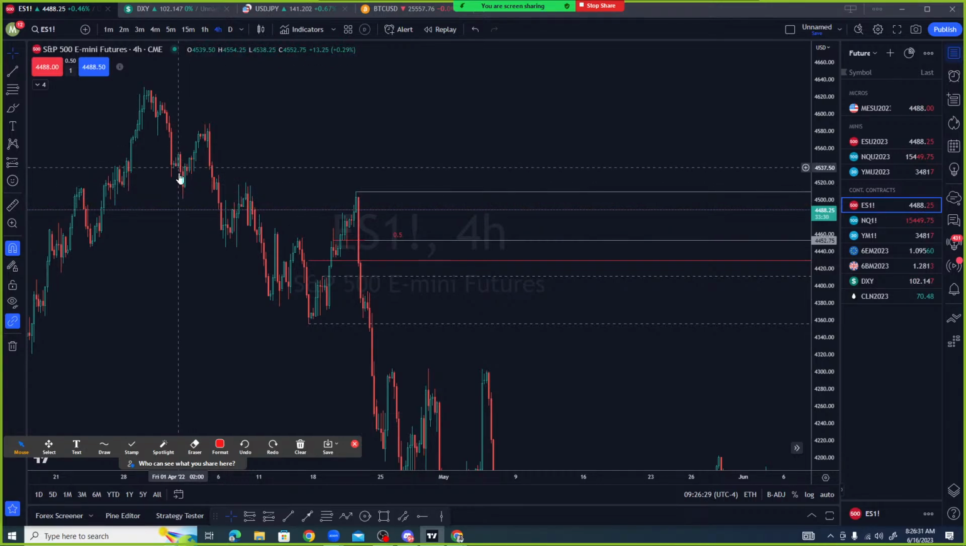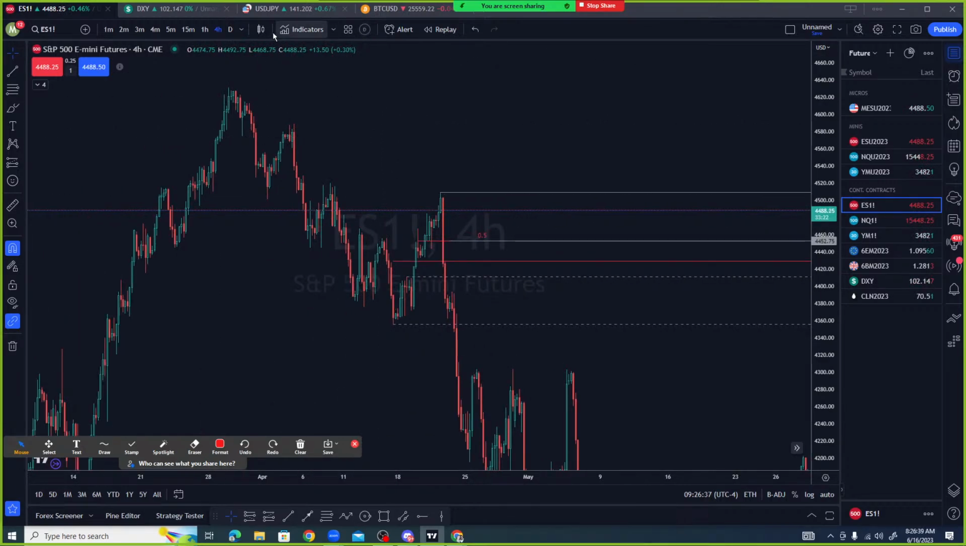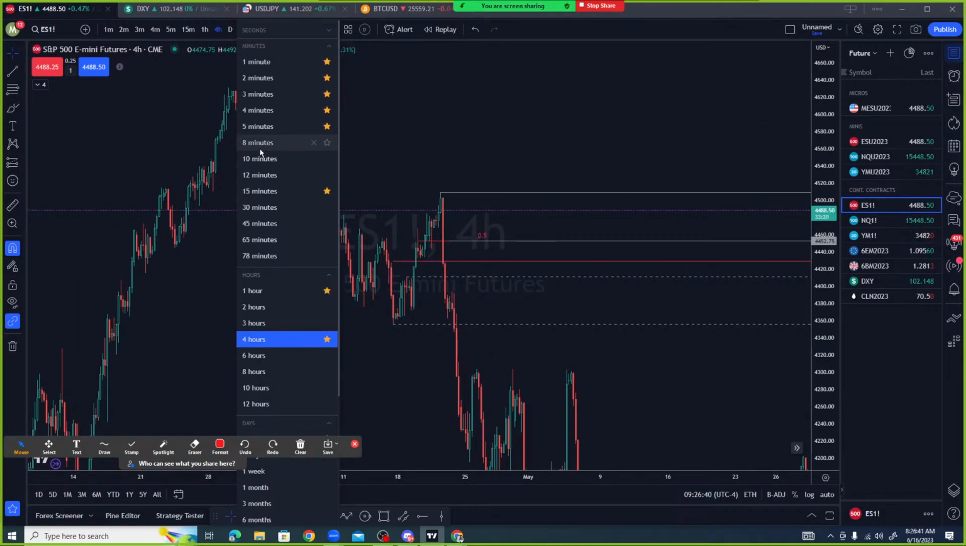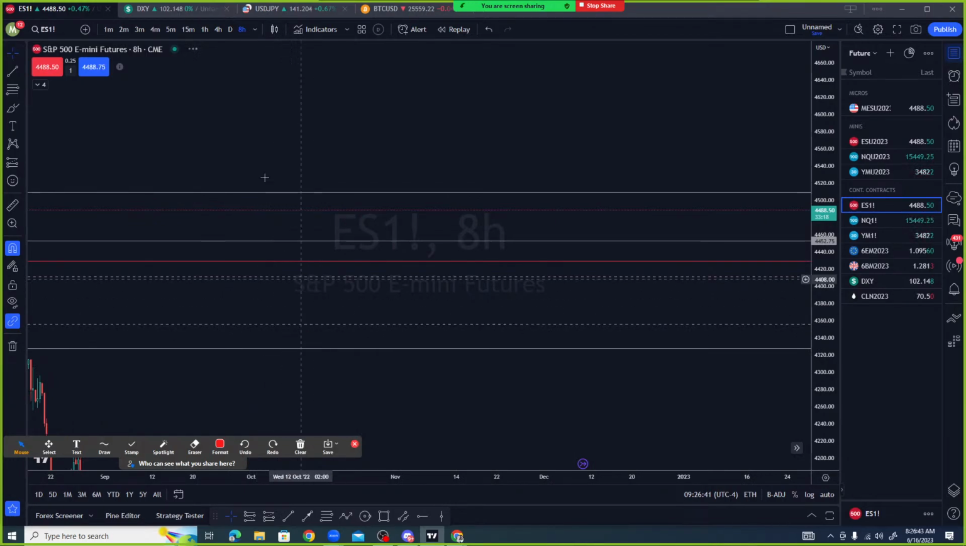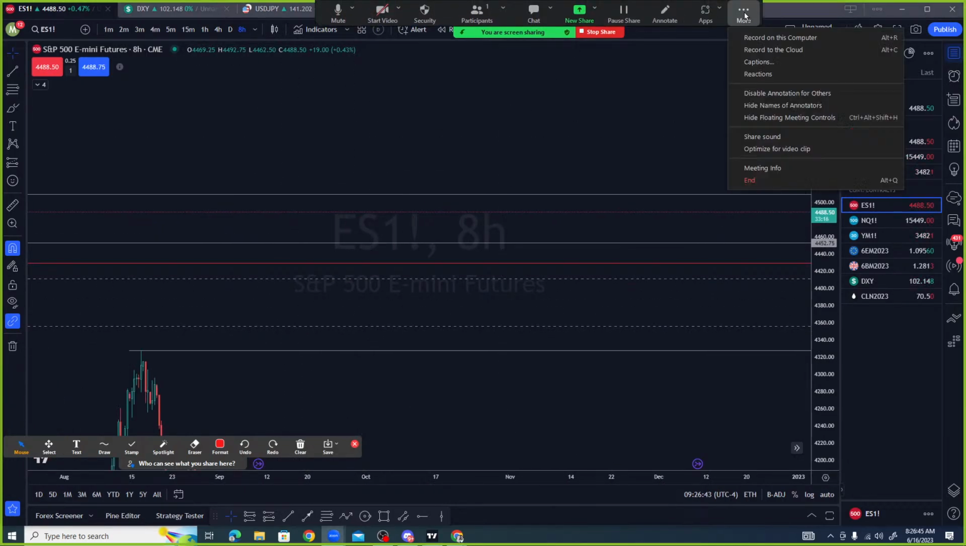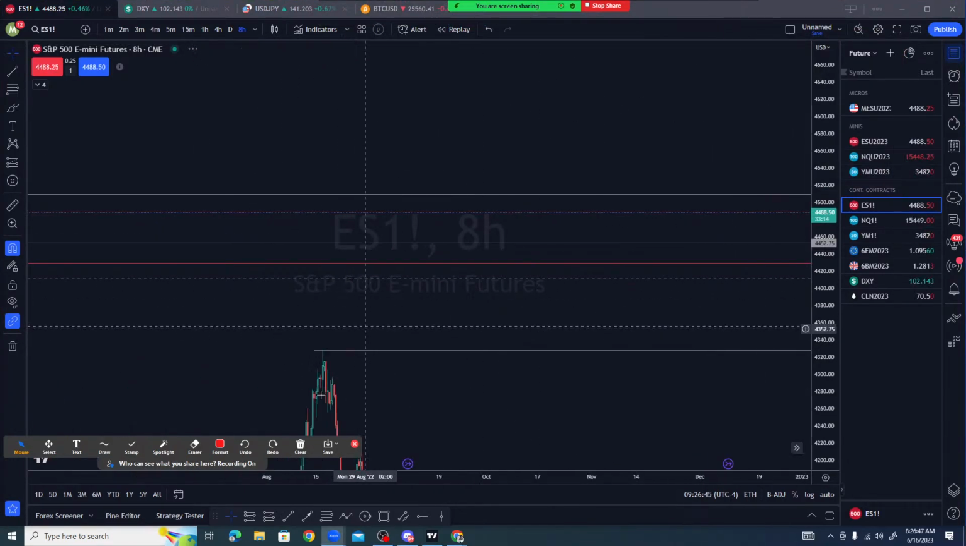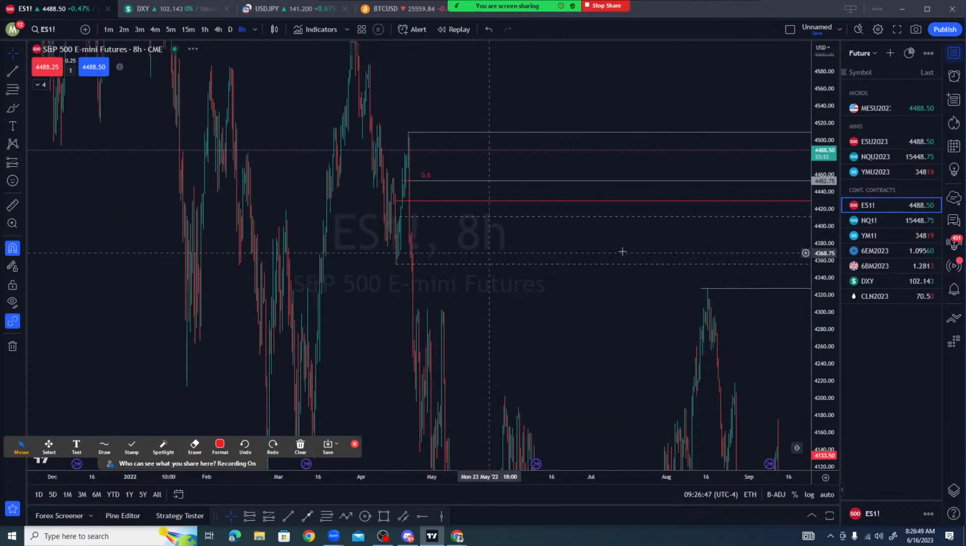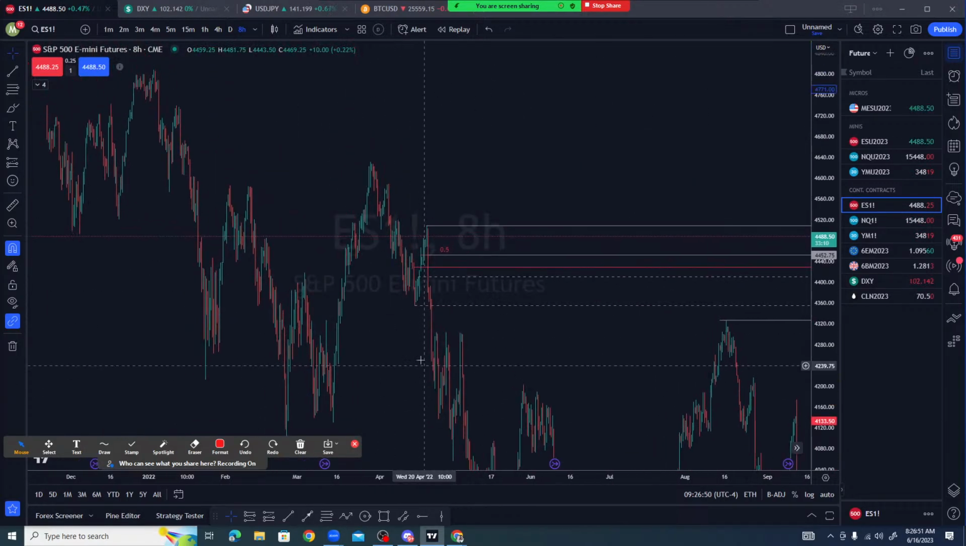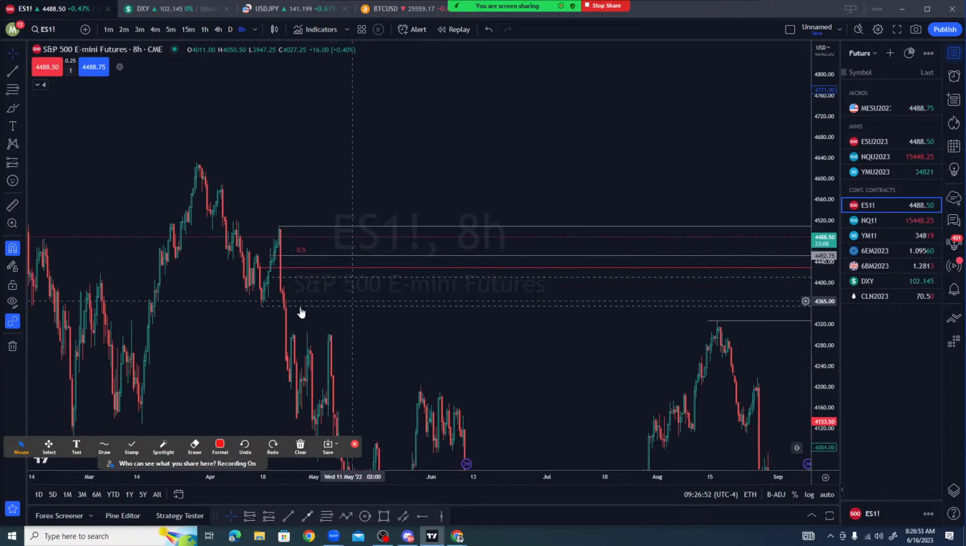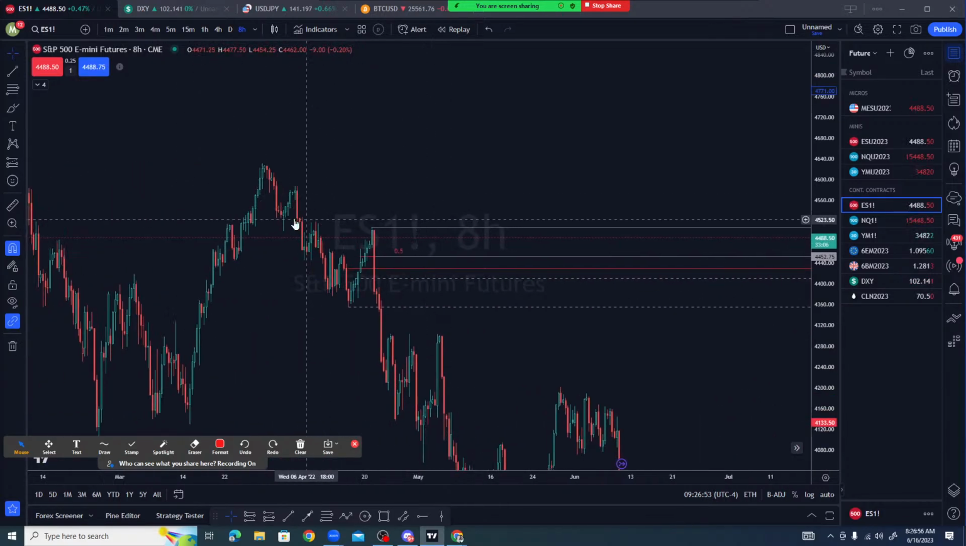I kind of just like the way the two red candles right here are dipping down, and then we pushed and then we failed that. So I like this area here. We go to, let's look at it on an 8-hour chart. Recording in progress. Sorry, I'm gonna do that. 8-hour chart. This seems to be the same area.